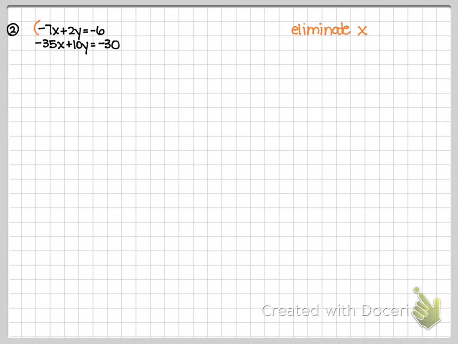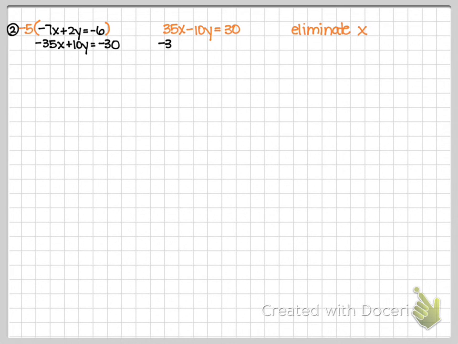But if I multiply by 5, then they'll both be negative 35x. I don't want that. I need to flip the sign as well. So I'm going to multiply by -5 all the way through. All right, if we do that, that's going to give me a positive 35x, a negative 10y, and a positive 30. All right, let's slide everybody else over.